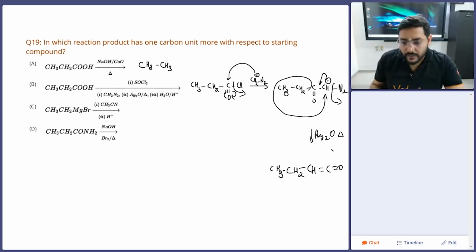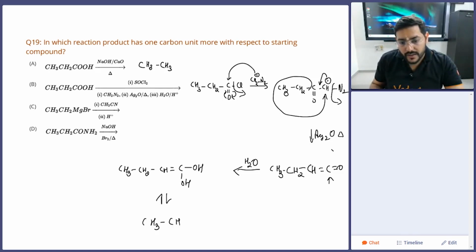Now here, water is going to attack on this carbon. So what are we going to get? CH3CH2CH=C(OH)OH. Now here tautomerization is going to take place, and we are going to get CH3CH2CH2C=O and OH. Come on, tell me, are we going to get it or not? Yes. So here one carbon is increased.